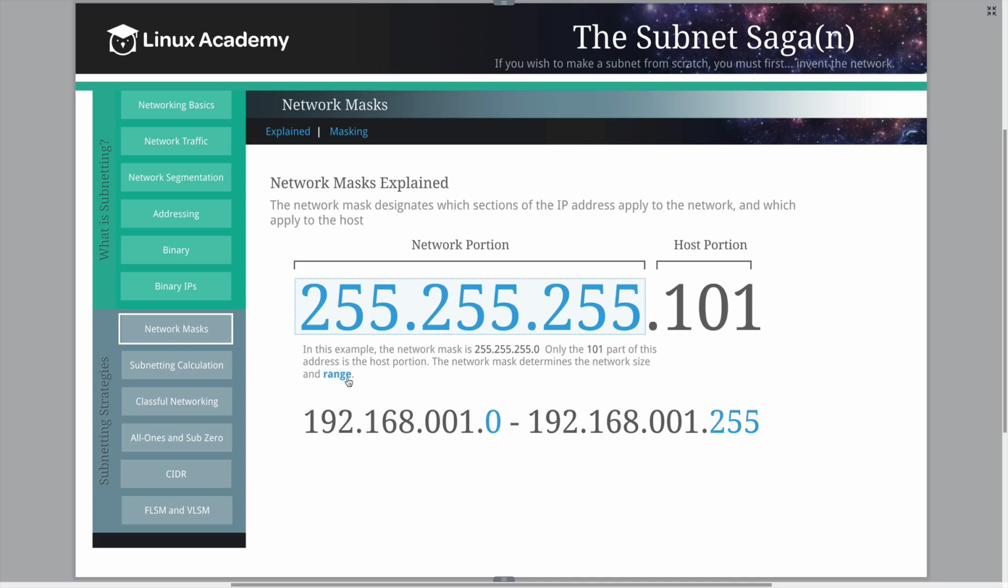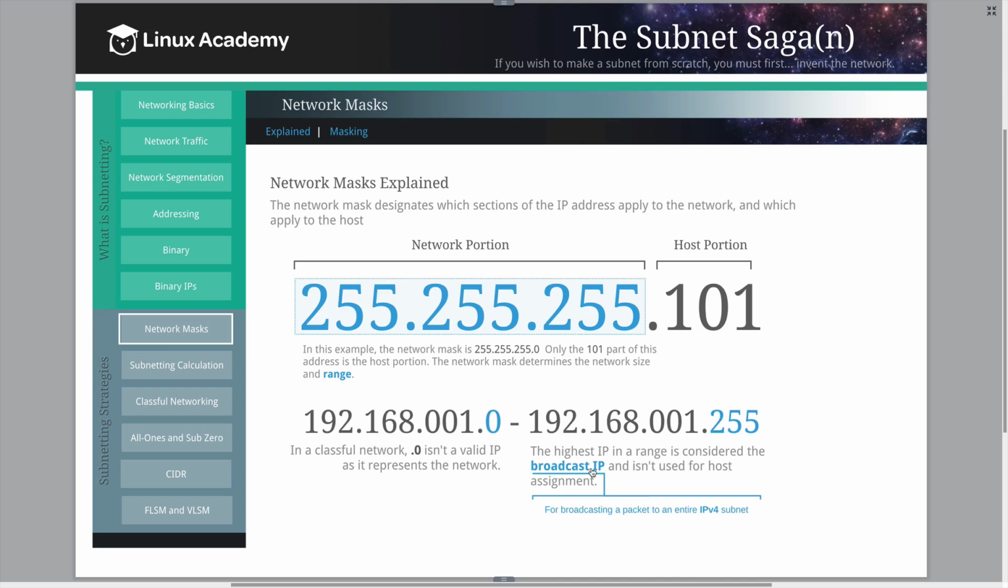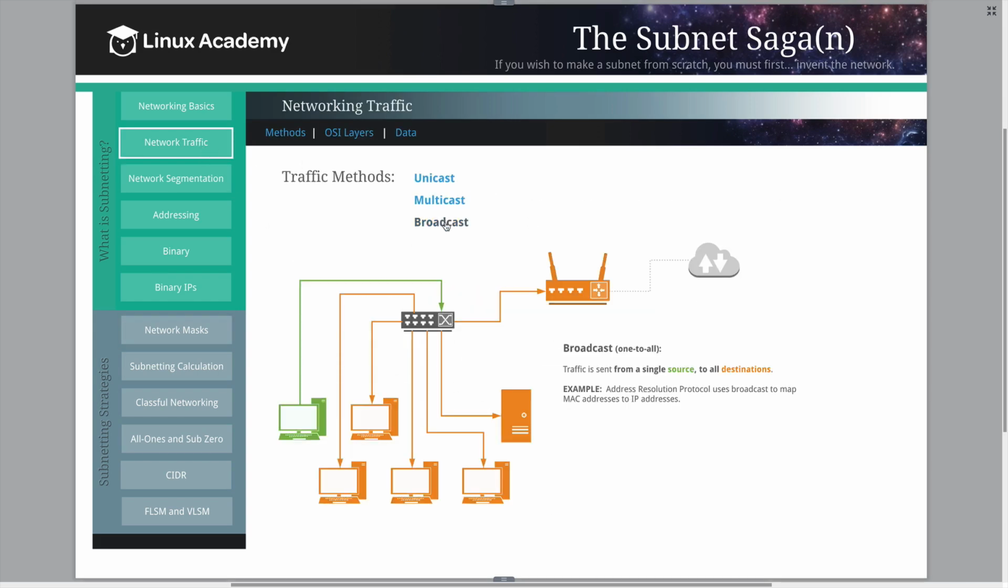Now, a couple things about the first and last address in a range. In a classful network, the .0 is not a valid IP as it represents the network. And in most networks, the last IP in the range, the highest IP in the range, is considered the broadcast IP and isn't used for host assignment. Now, what is the broadcast IP? The broadcast IP is for broadcasting a packet to the entire IPv4 subnet, which, if you remember back when we were looking at network traffic, broadcast is sending data to everything on the LAN.